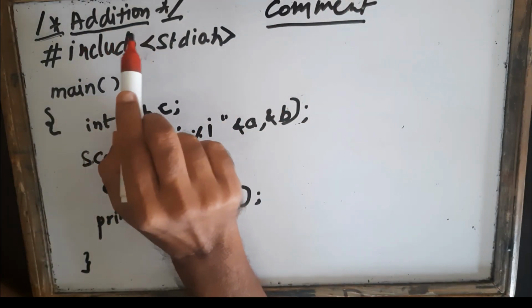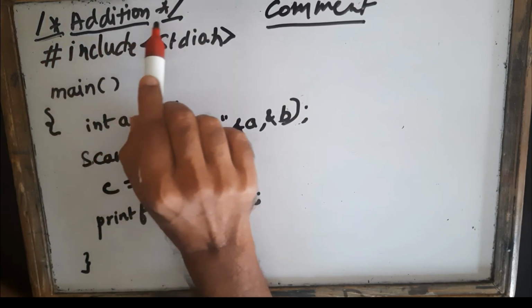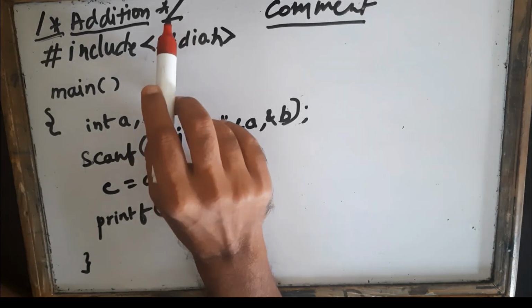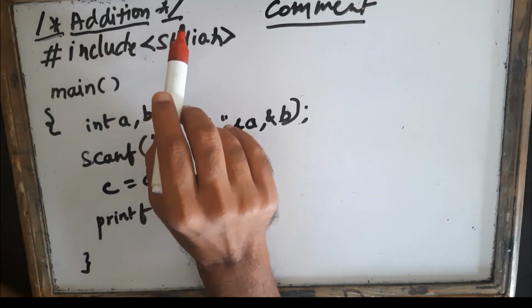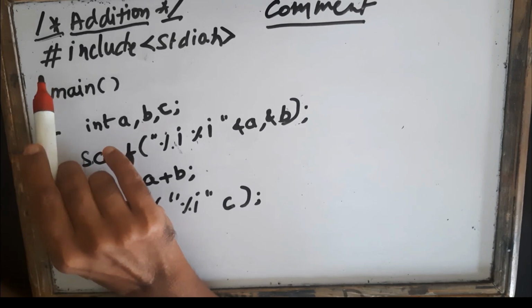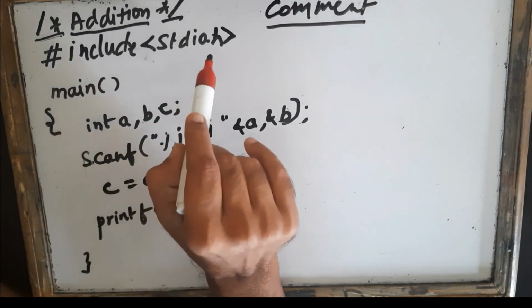So this is a comment, and this line is ignored completely by the compiler. This will not be converted into a CPU instruction. Okay, then we have a #include <stdio.h>.